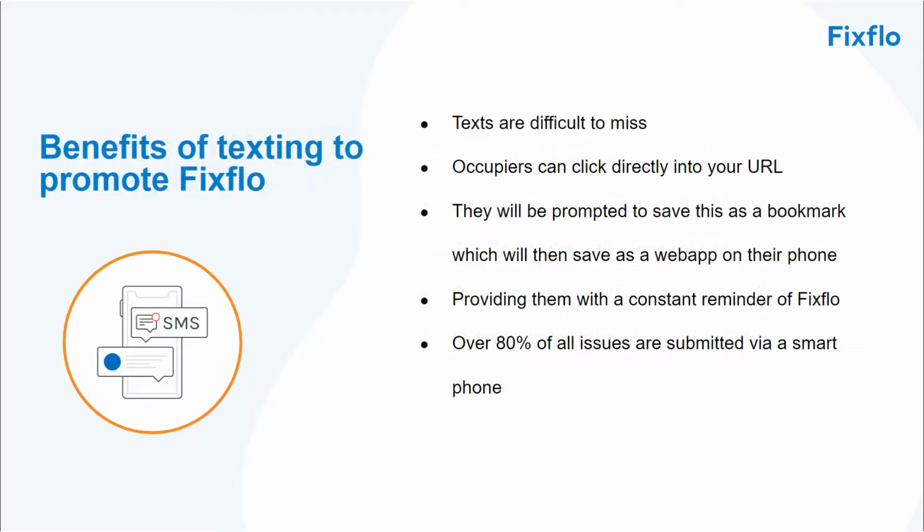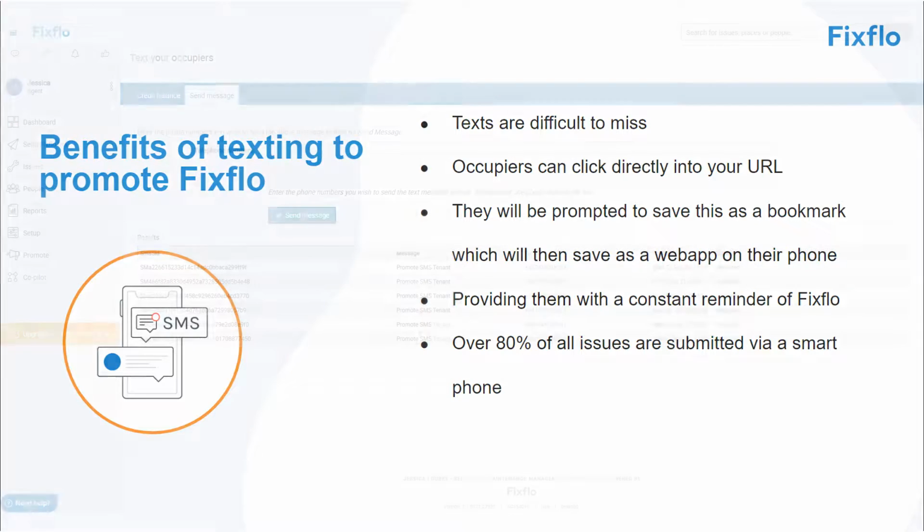The benefits of texting to promote Fixflo are: texts are difficult for occupiers to miss. From the text message, occupiers will be able to click directly into your URL. This will take them straight through to Fixflo, where they can report a maintenance issue. They will be prompted to save this as a bookmark, which will show as a web app on their phone. This is a constant reminder of Fixflo, allowing them to simply click on the logo from their phone, access Fixflo, and submit a report. Over 80% of all issues submitted are reported via a smartphone.